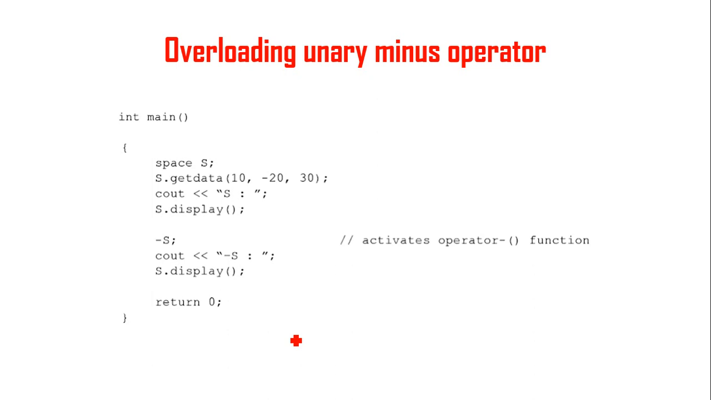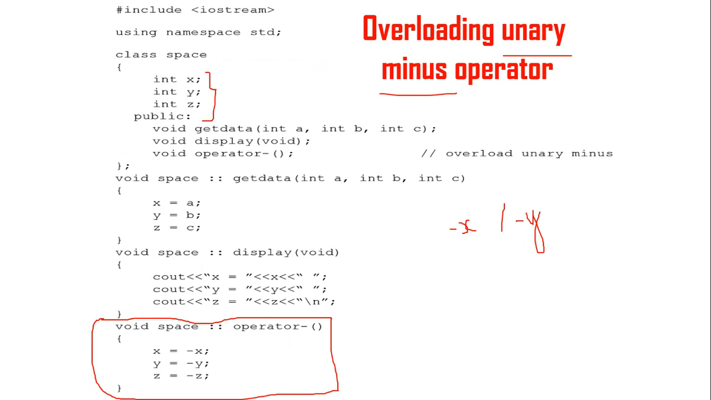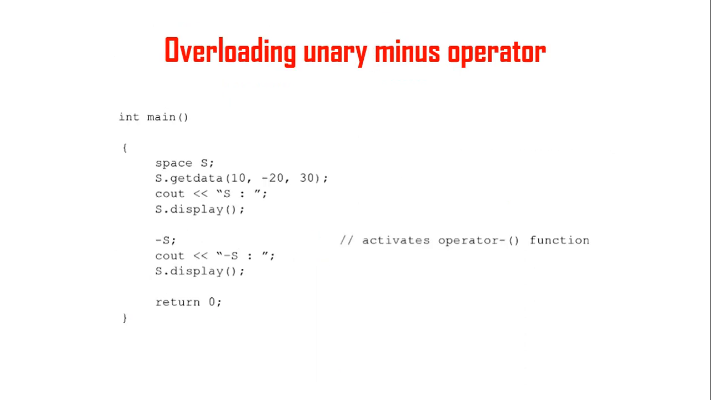Now this is the main function, the main part of the program. In the main part, we have a class called space, and for space, an object is created. There will be a get data member function of the class. Through the S object we access that member function, and we pass the values 10, minus 20, and 30. So x will get the value plus 10, y will get minus 20, and z will get 30.